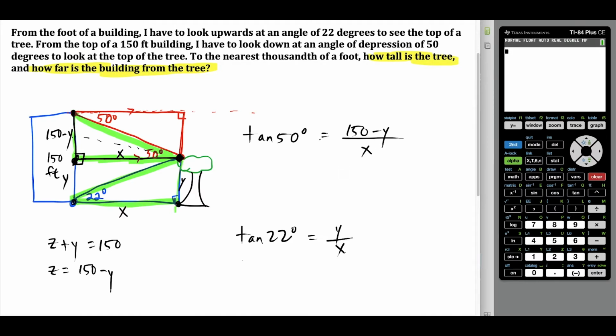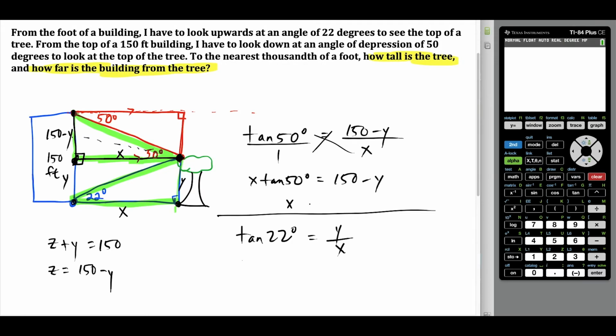So what I want to do is solve these equations both for x separately. For the first one, if I multiply each side by x, or cross multiply here, I have x times tangent of 50 degrees equals 150 minus y. And when I solve for x, I'm just going to divide both sides by tangent 50. I have 150 minus y over tangent 50 degrees.